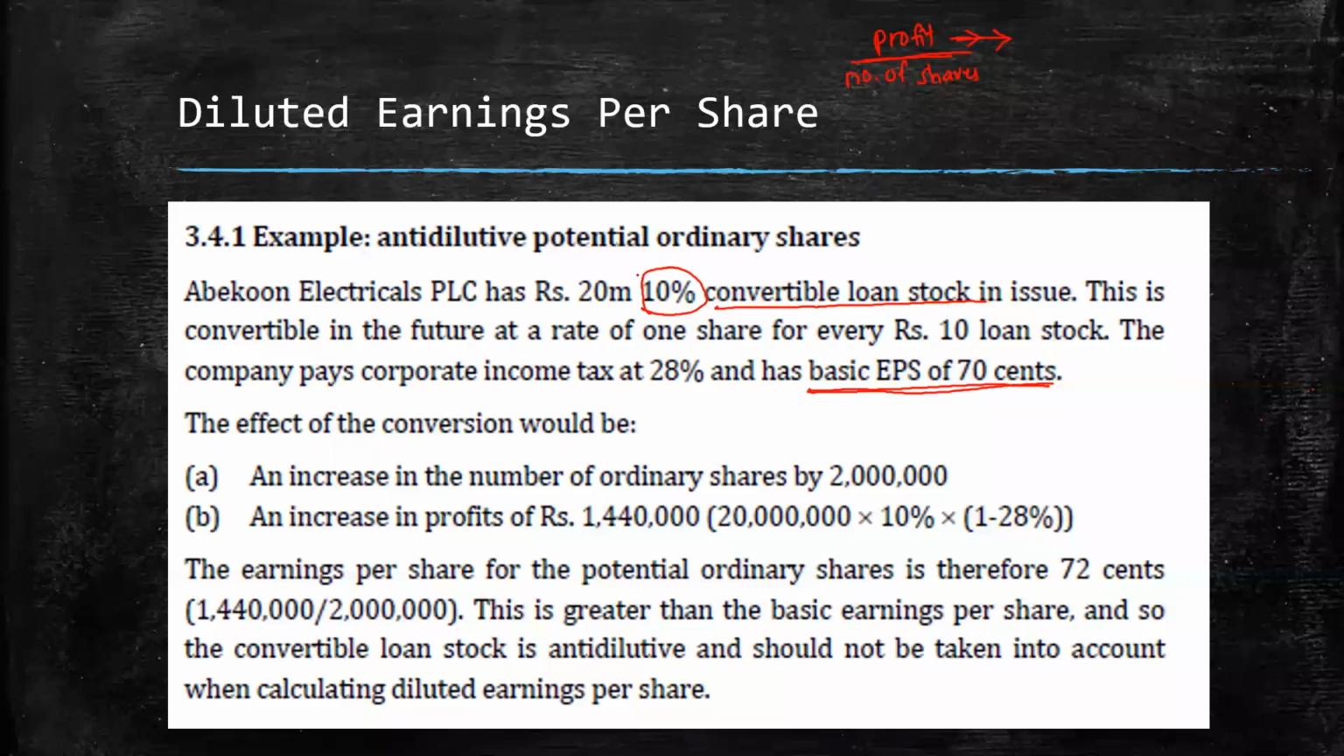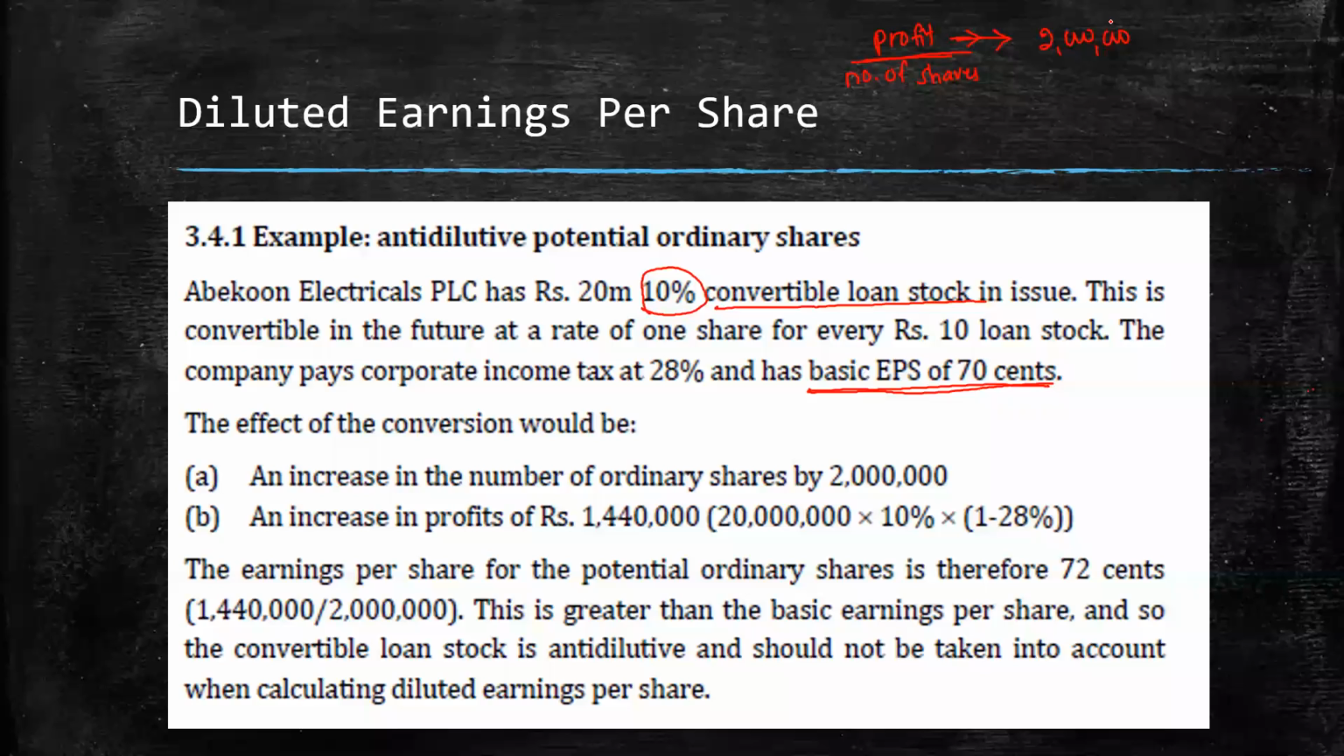Right? We do not need to pay the 10% interest rate, which means our profit will increase by how much? It will increase by 2 million. Right? It will increase by 2 million. Why? We are no more paying any interest. If it is converted, we can save this interest expense.